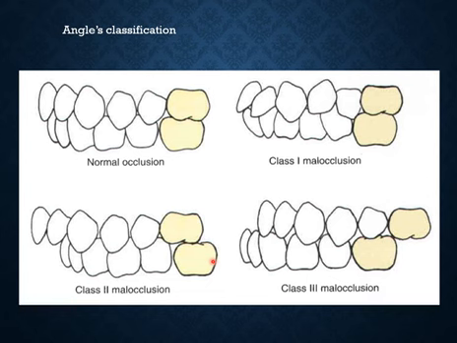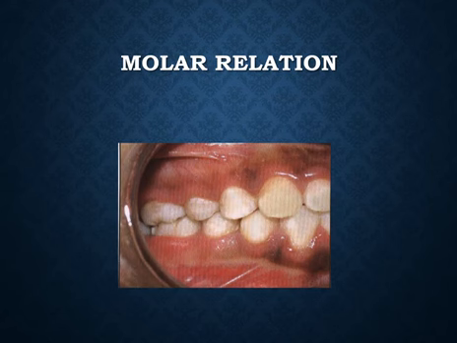Class 3 malocclusion is called mesio-occlusion or pre-normal occlusion. It is a malocclusion in which the buccal groove of the mandibular first molar occludes anteriorly, mesial by at least half a cusp, to the mesiobuccal cusp of the maxillary first permanent molar. The same conventions as described before are used to indicate the severity of the deviation from the Class 1 molar relation. Here we see the mesiobuccal developmental groove of the lower first permanent molar occluding with the mesiobuccal cusp of the maxillary first permanent molar.